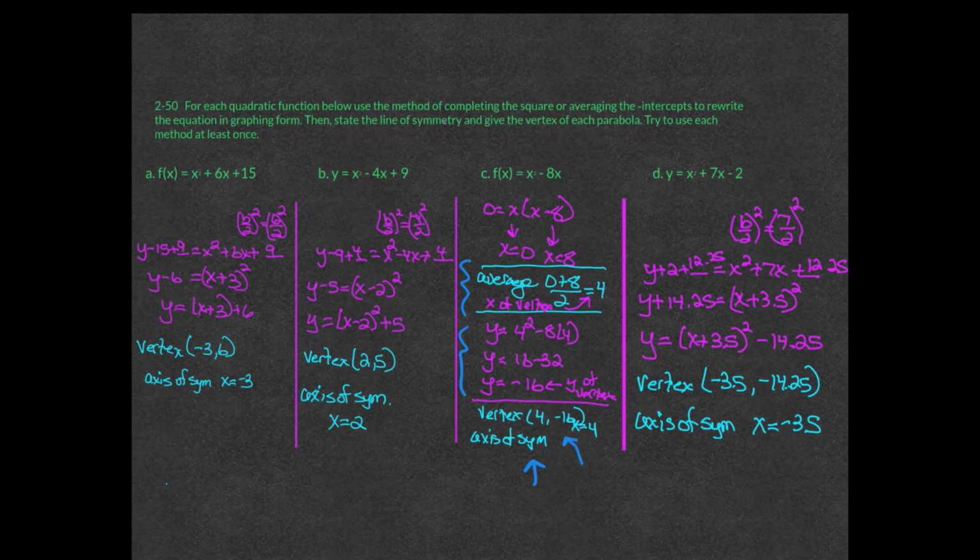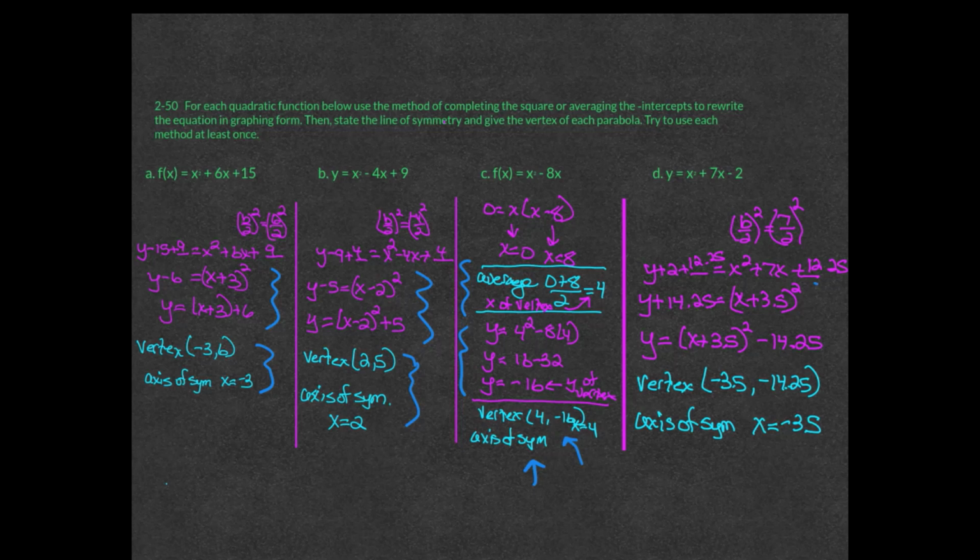And then the axis of symmetry is x equals 4, so I don't know why that's not next to it, but okay. But I used completing the square on part A, got the vertex, and x equals -3 because that would be the axis of symmetry because it's the x value. And the same thing here, I used completing the square, got the vertex of (2, 5), and the axis of symmetry is x equals 2.